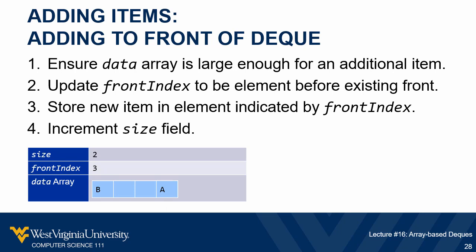And then I'm going to increment my size field to show that I now have two things. So we're going to start here with A in element 3. That's the front of our deck. And then we'll loop back around for our second item, which is going to be B from element 0.